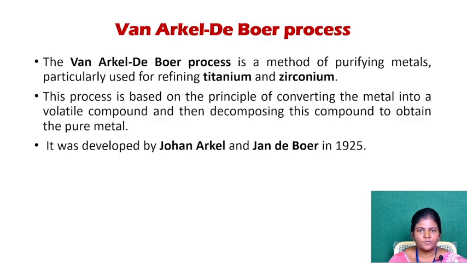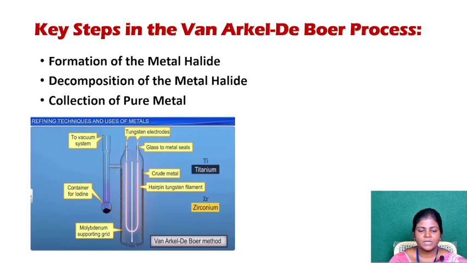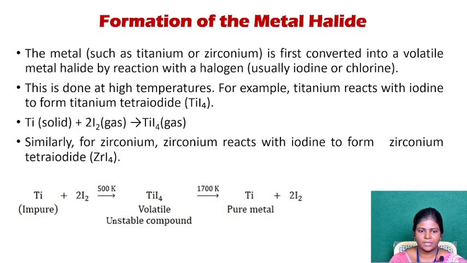It is a method for purifying metals, particularly used for refining titanium and zirconium. This process is based on the principle of converting the metal into a volatile compound and then decomposing that compound to obtain the pure metal. It was developed by Van Arkel and Jan de Boer in 1925. The steps involved are the formation of metal halide, then decomposition of metal halide, and then collection of pure metal.